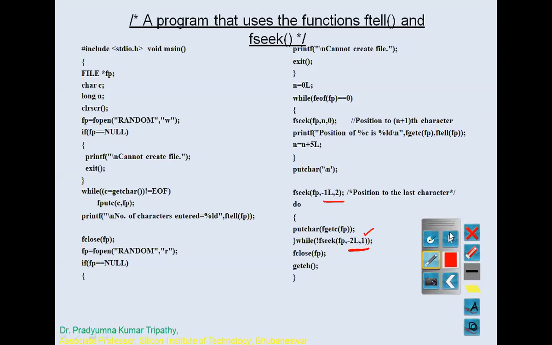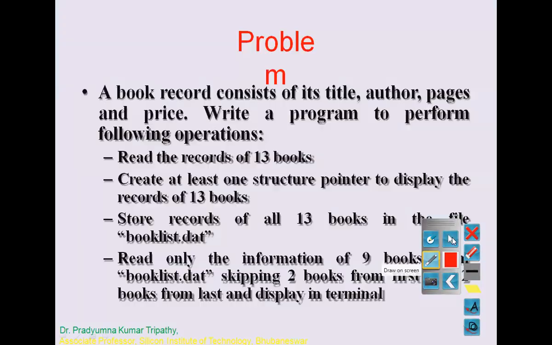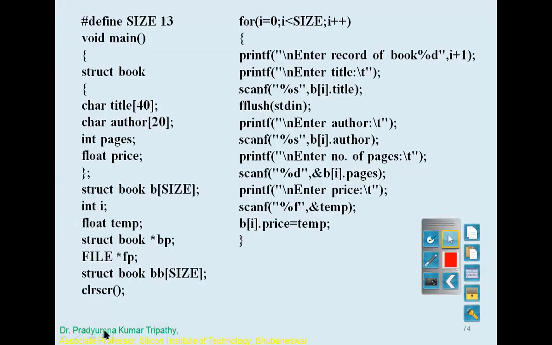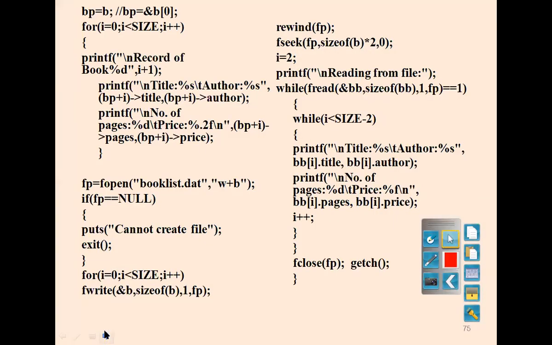This problem you will do on your own. This you can skip, you will do it on your own. This is for the book information that you are writing. You will write and read. You can go through this to see how this record can be read and written. Practice on your own. Next one.